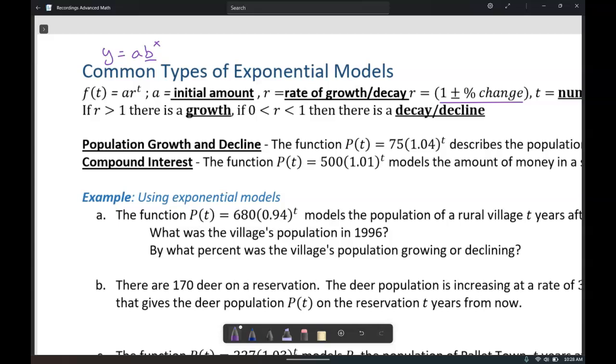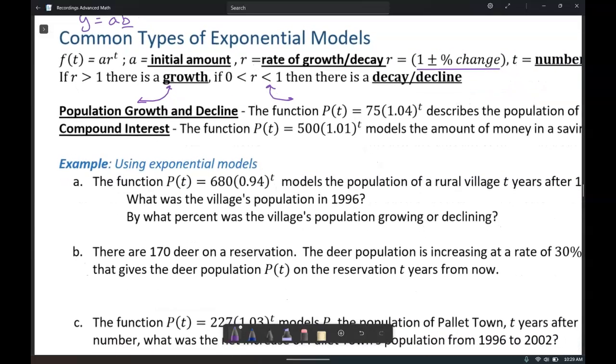Now, as far as our rate goes, it's really important that if our rate is greater than 1, we have an exponential growth in our equation. But if it's between 0 and 1, we have what's called an exponential decline or a decay. Popular functions are population growth and decline, as well as compounding interest. Population can show growth or decline. Interest is typically going to be a growth. Otherwise, it's not really interest.